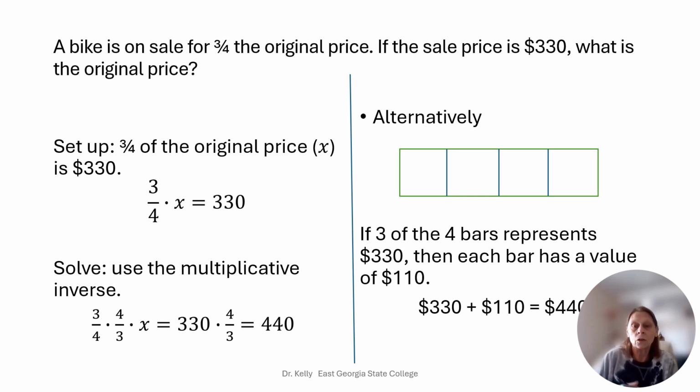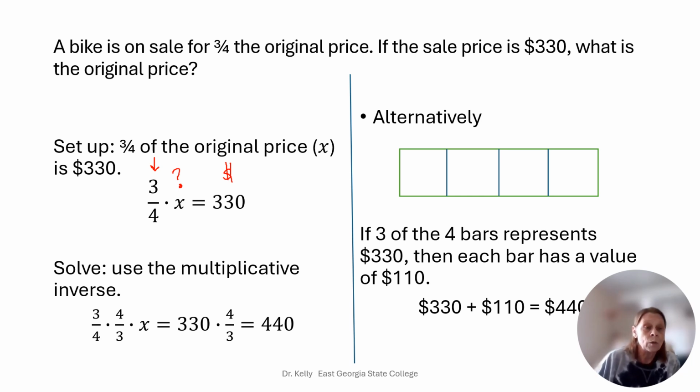Okay, let's take a look at a couple of applications here and how we could solve these. A bike's on sale for 3/4 the original price. If the sale price is $330, what is the original price? So I have two different ways to do this. Here on the left-hand side, we're setting it up as a multiplication problem. We know that 3/4 of the unknown price is equal to this $330. And so we kind of set that up.